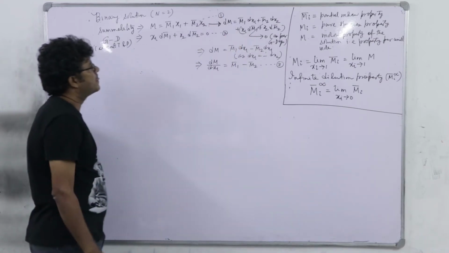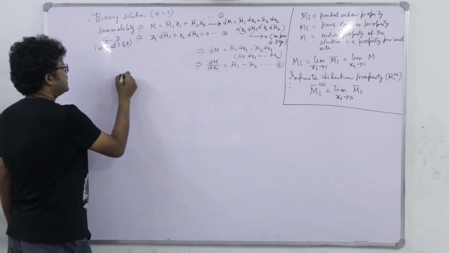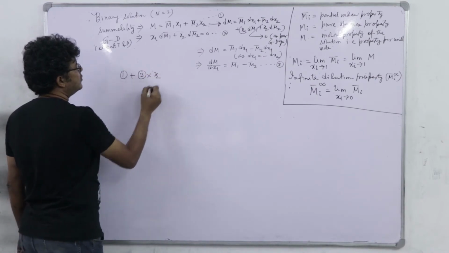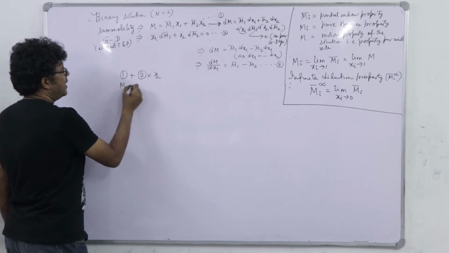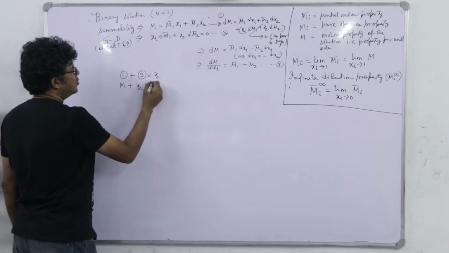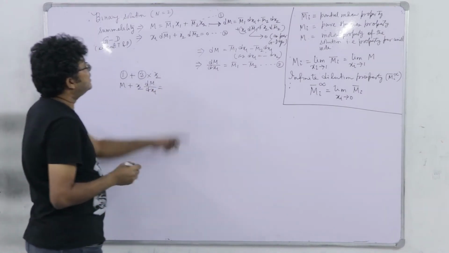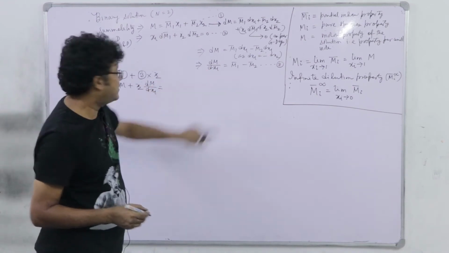Right. Now, equation 1 plus equation 3 times x2. So, M plus x2 times dM/dx1, that is the left hand side, and on the right hand side m1 bar x1, plus m2 bar x2.